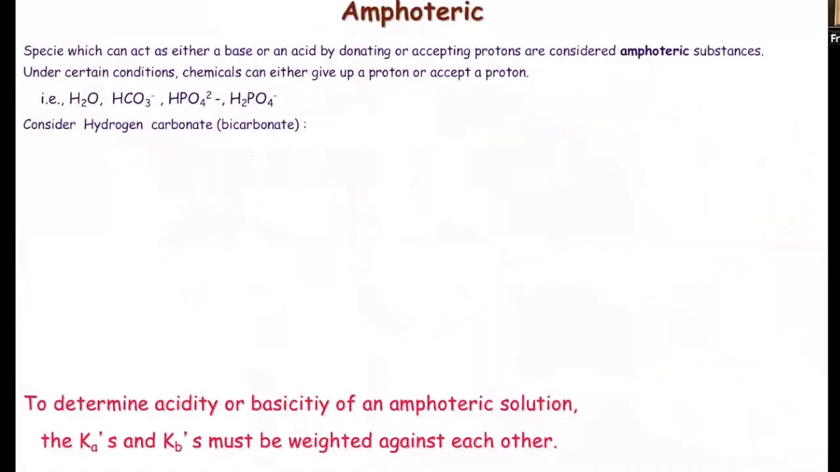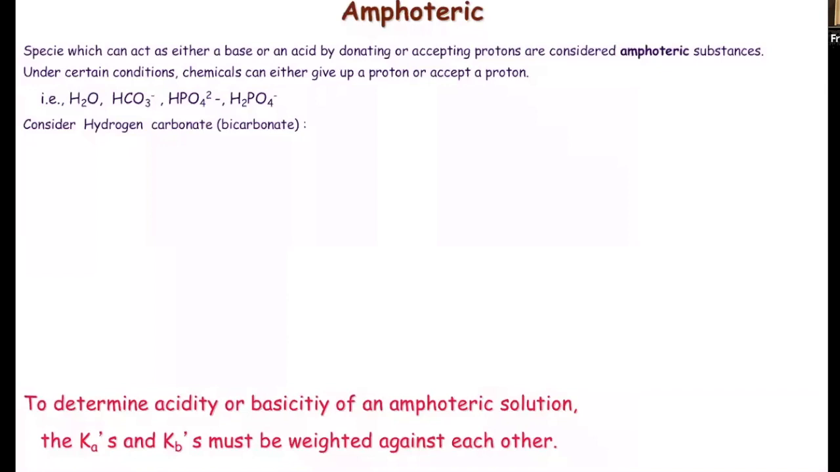Let's take a look at amphoteric systems. Amphoteric systems are chemicals that will act both as an acid and as a base. In other words, a chemical that will both donate its hydrogen and accept a hydrogen at the same time. And you might say, well, that's kind of weird, but these chemicals are sort of schizophrenic in terms of they don't know what to do. It depends on what is bumping up against them.